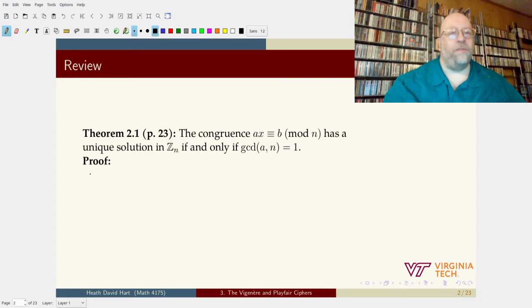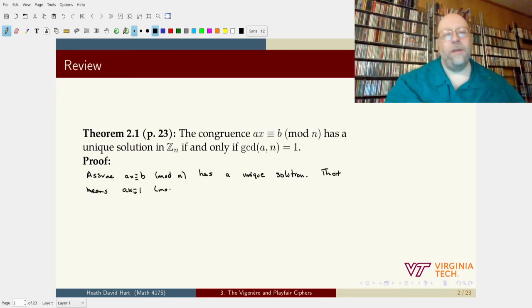What we're going to do is we're going to assume that AX is congruent to B mod N has a unique solution. Well, that means that AX is congruent to 1 mod N has a unique solution. Because this is just a special case where I'm assigning B equal to 1. If all of these have a unique solution, then this is just a special case.